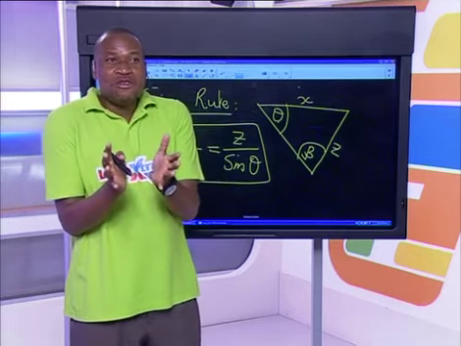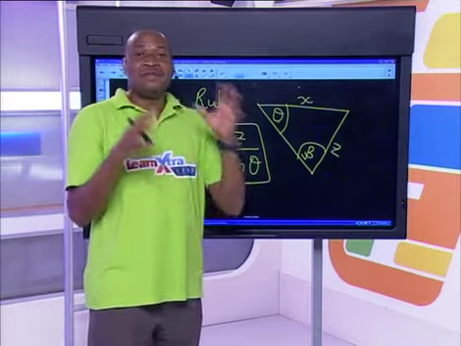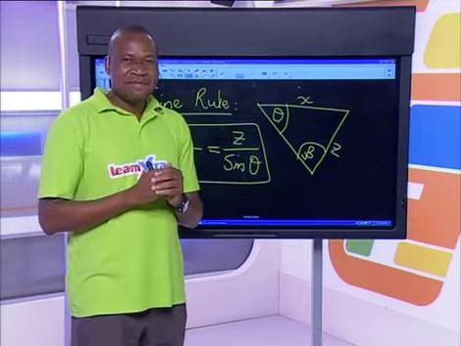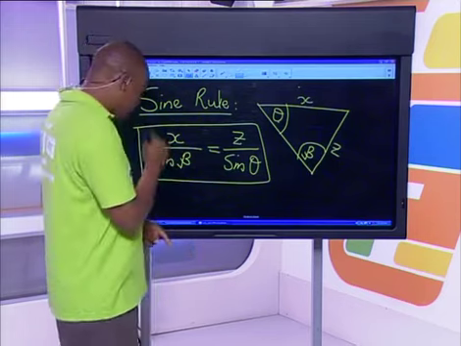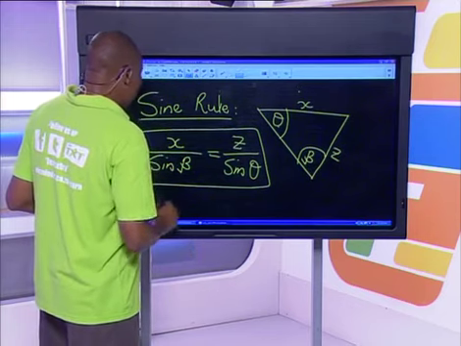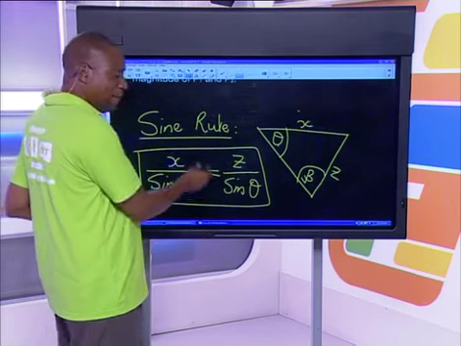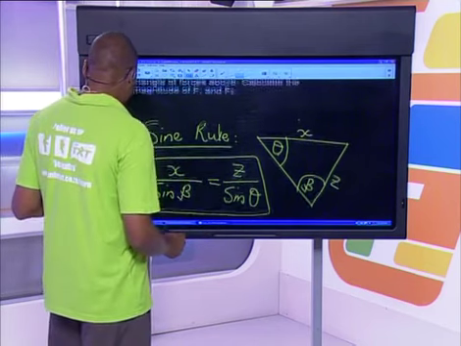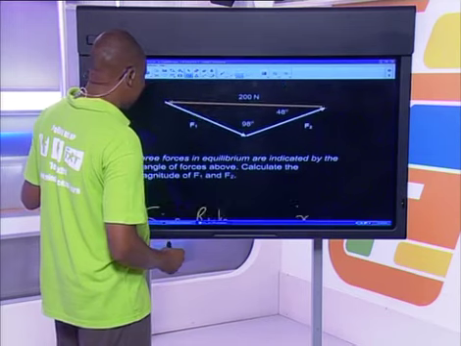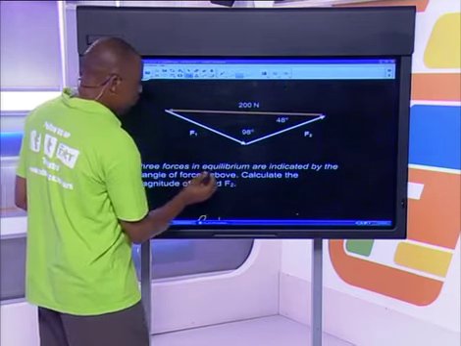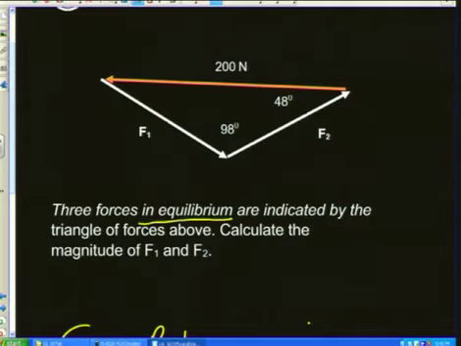If we know the sine rule, we can use it to solve some of the problems in our science, in our physics. I know that in mathematics you may not have gotten to that level yet, but I want to introduce you to this already. Now, let's go back and see if we can apply what I have just shown you to solve the problem in our challenge question. Look at it. It says three forces in equilibrium. They are indicated by the triangle of forces above. Calculate the magnitude of F1 and F2.